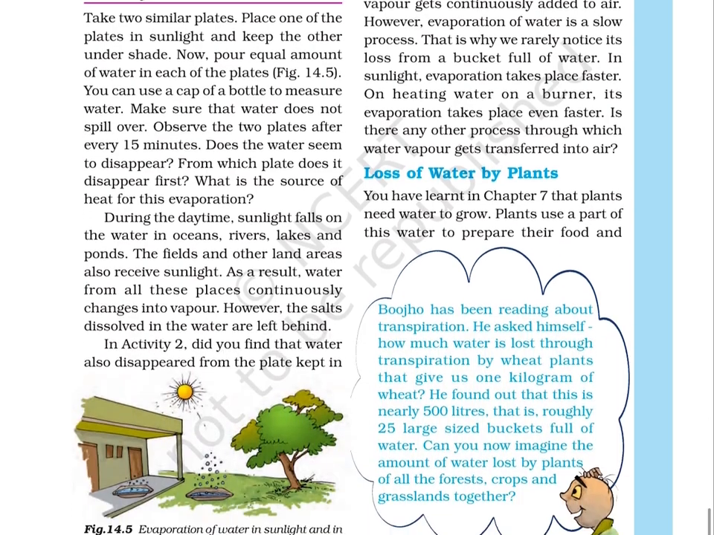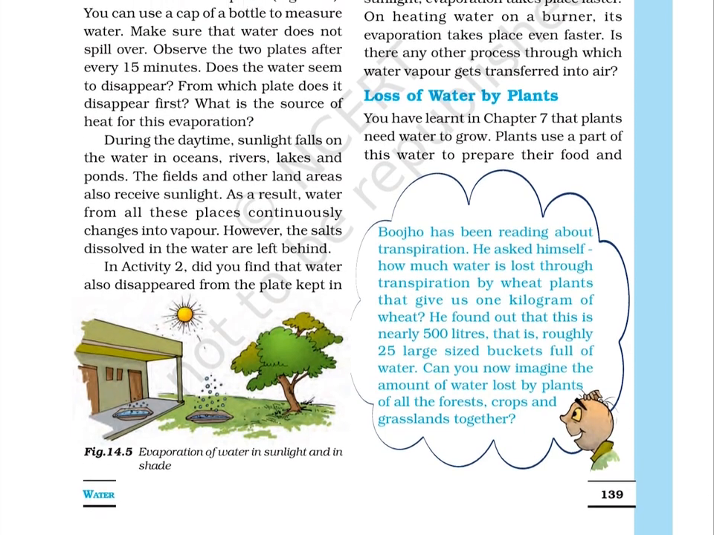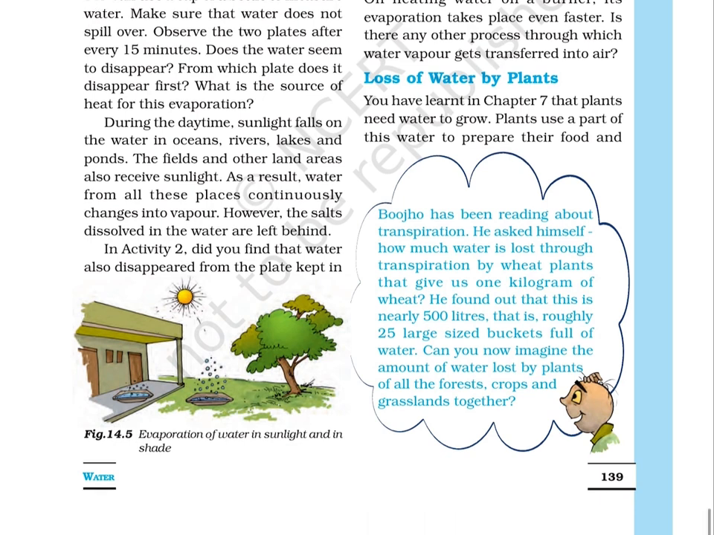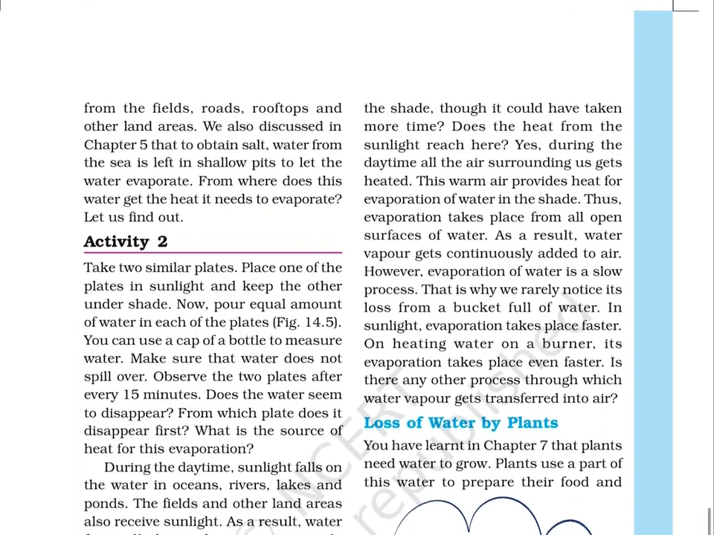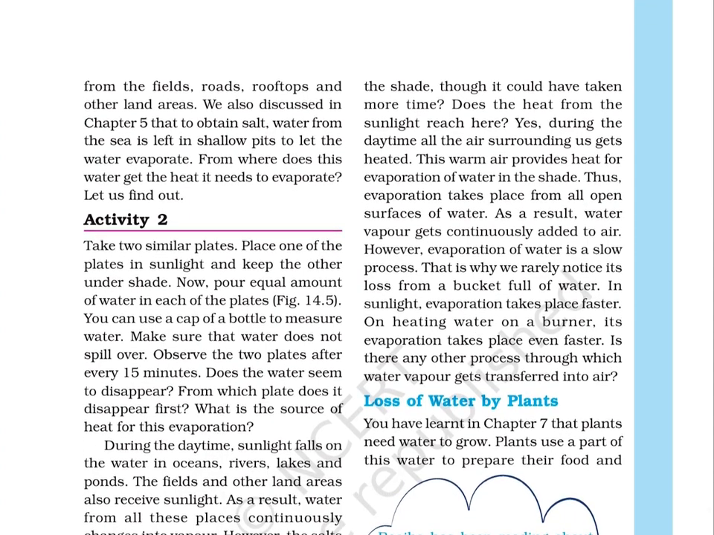During the daytime, sunlight falls on the water in oceans, rivers, lakes, and ponds. The fields and other land areas also receive sunlight. As a result, water from all these places continuously changes into vapor. However, the salts dissolved in the water are left behind. In activity 2, did you find that water also disappeared from the plate kept in the shade, though it could have taken more time? Does the heat from the sunlight reach here?